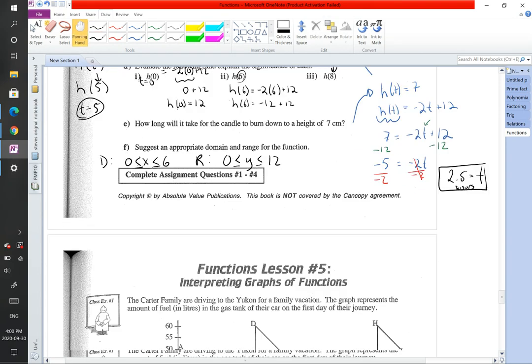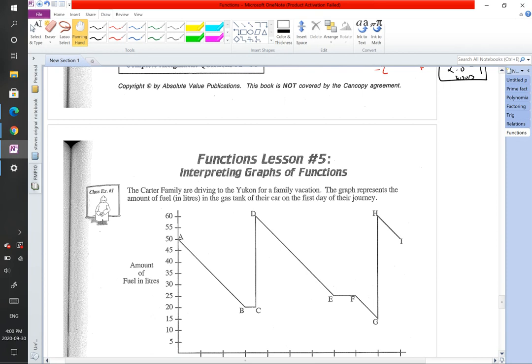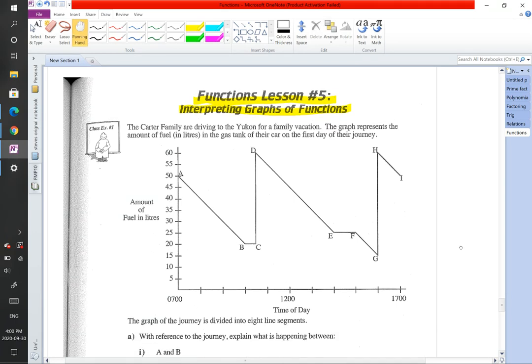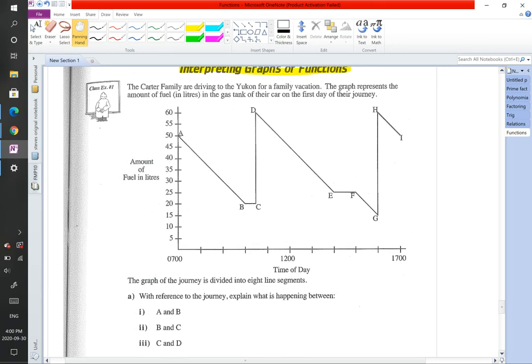We're going to roll right into lesson 5 here. Hello everyone, and welcome to Functions Lesson 5, Interpreting Graphs of Functions. So now what we're going to do is we are actually going to pull information from graphs that we can see, rather than plotting the graphs from equations.